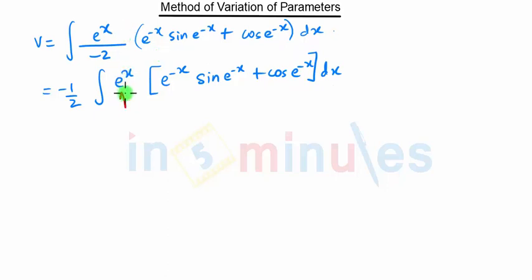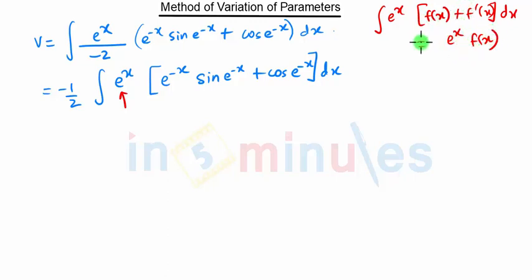Remember, whenever we have e raised to x into some function of x, always try to have this type of equation, e raised to x into f of x plus f dash of x dx. If our equation is reducible in this form, then we have a direct formula for this, which is e raised to x f of x. Okay, so the integration of e raised to x into f of x plus f dash of x dx is nothing but e raised to x into f of x.